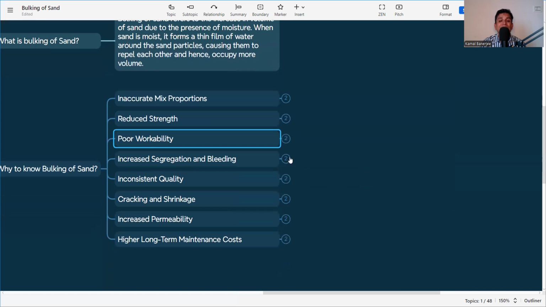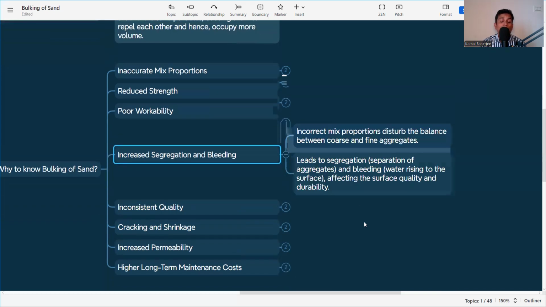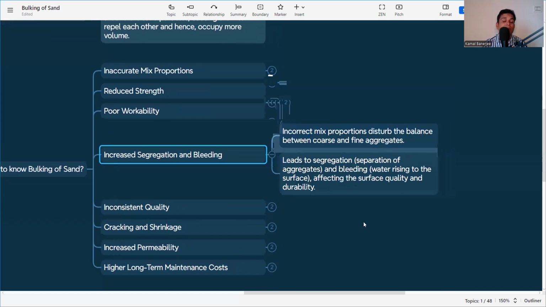Then increased segregation and bleeding. So what is segregation and bleeding? Whenever the ingredients of concrete separate from each other, that is called separation of ingredients. And there are two types of separation. One is separation of coarse aggregate, that is called segregation, and another is separation of water or the cement paste, that is called bleeding. So there are two types of separation: segregation and bleeding.